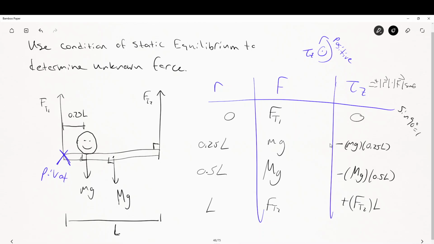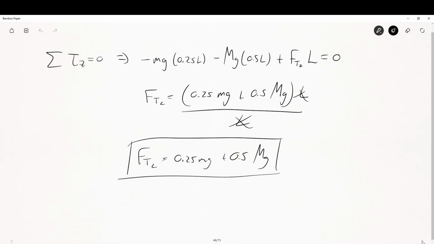Okay, and that is that. So now it's just a matter of balancing those torques. The sum of the torques has to equal 0. So I add them all up, and then I solve for F_T2. And I get that F_T2 is a quarter of the mass of the man plus half the mass of the scaffolding. Okay. All right.